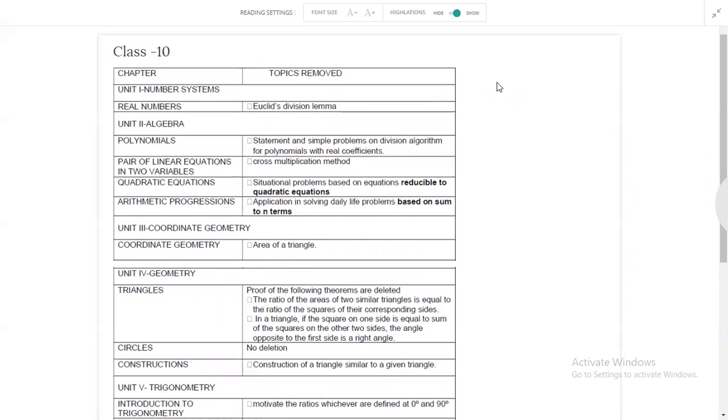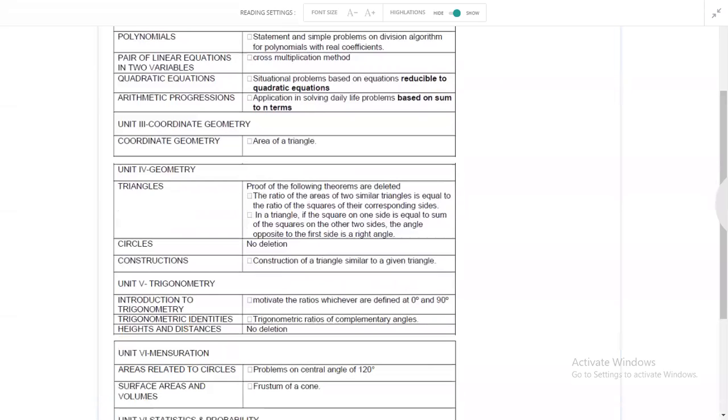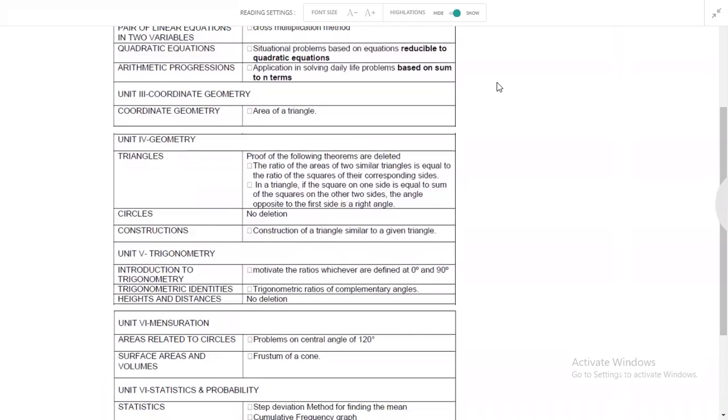Then the next unit is geometry. In geometry, you have three chapters: triangles, circles, and constructions. If you check the chapter triangles, two proofs are deleted. The proofs of two theorems are deleted.